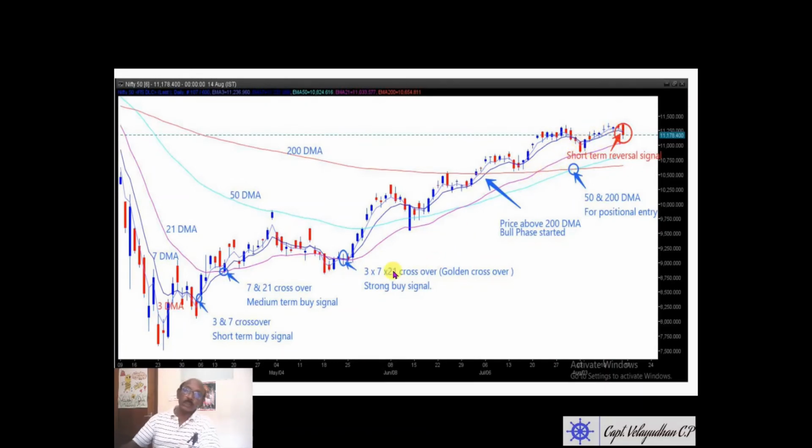So this is what a moving average crossover and a golden crossover are. When three moving averages cross at the same place at the same time, it's known as a golden crossover. It gives the strongest buy signal. Most of the signals are valid and will give good profit.